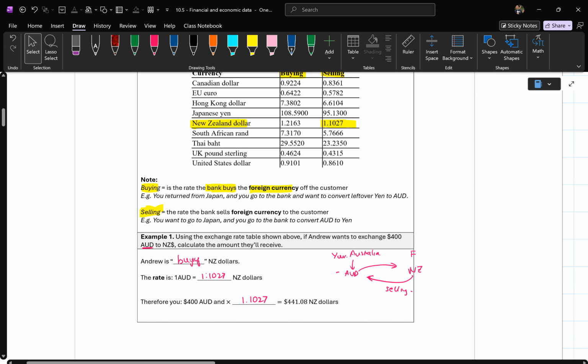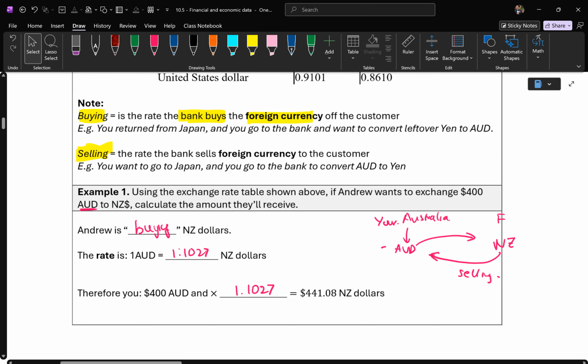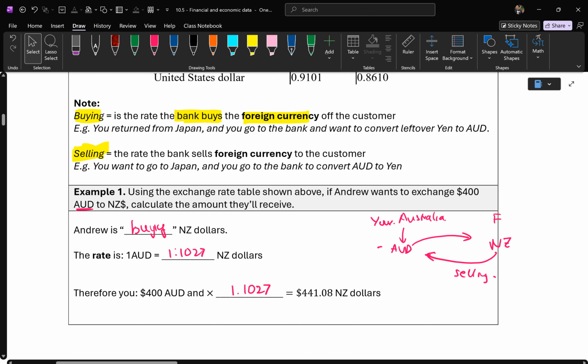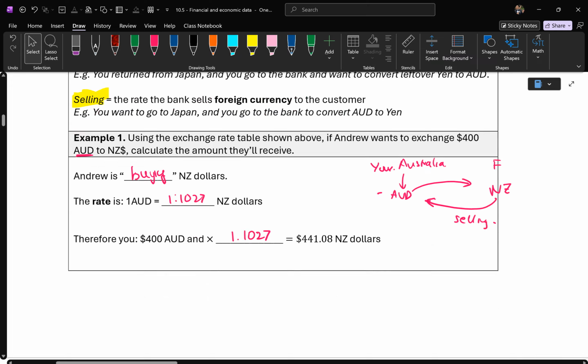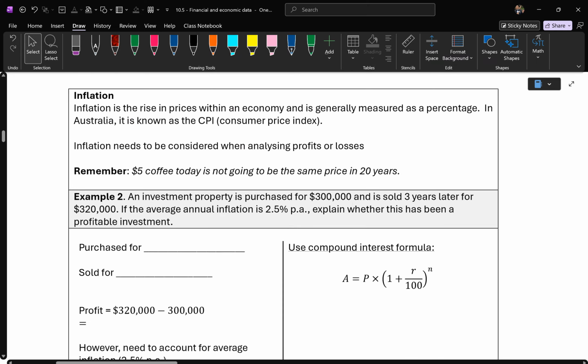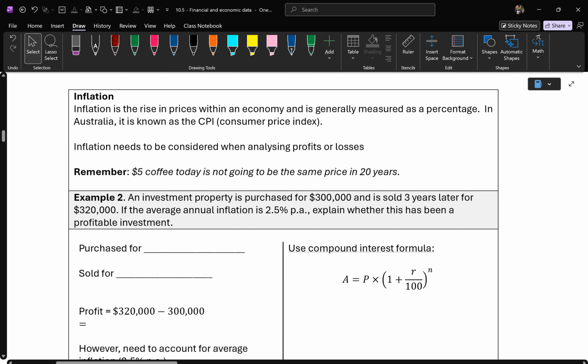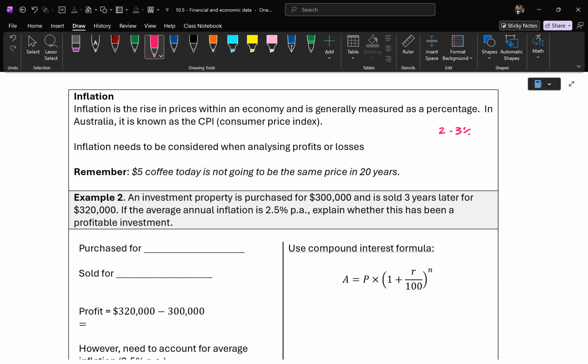So that's skill number 1 for 10.5. Okay? Flip over the page and we're on to example 2, inflation. In general, inflation every year goes between 2 to 3%. That's just a general idea.